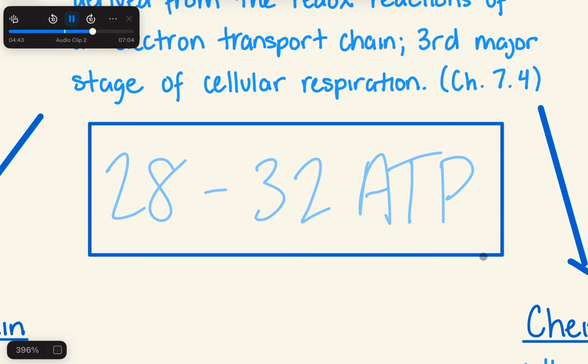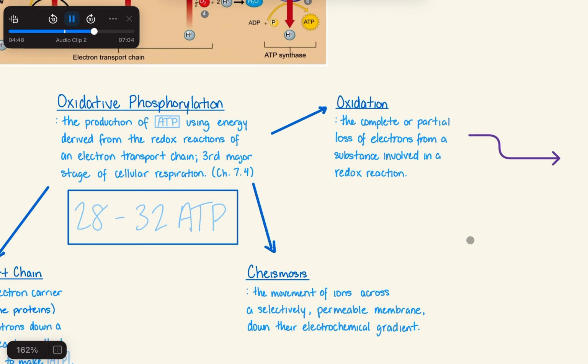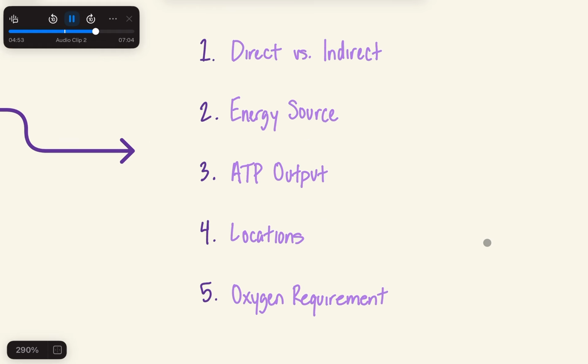So the big takeaways of the differences between substrate level and oxidative phosphorylation is that substrate level will create ATP by directly transferring a phosphate group from these high energy molecules to ADP using the enzymes. In contrast, oxidative phosphorylation is an indirect process that generates ATP by using the energy from the oxidation of NADH and FADH2 in the electron transport chain to pump protons, which then flow back to power ATP synthase.